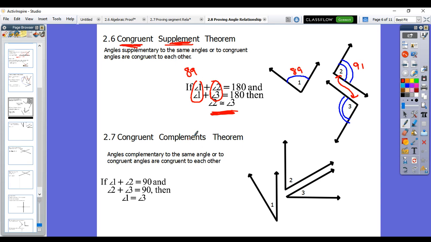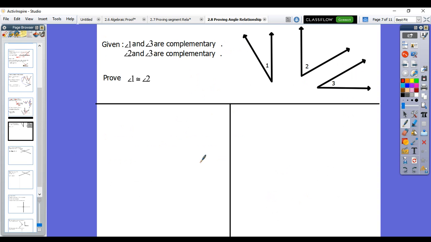And the same thing is true for complementary angles. If 1 plus 2 equal 90 and 2 plus 3 equal 90, then these two have to be equal to each other. Because for them two together, this to make 90 with 2 and 1 to make 90 with 2, these two have to have the same value because 2 is the common thing in between them, has the same value. So that being said, let's kind of make a proof off that right here.